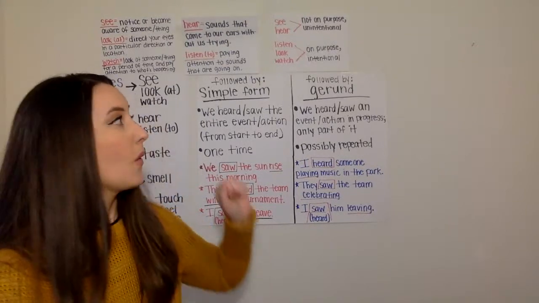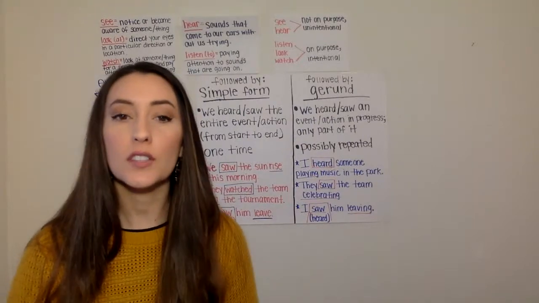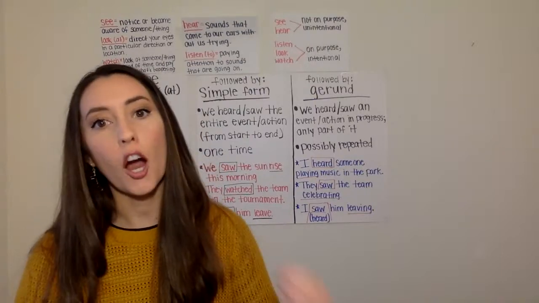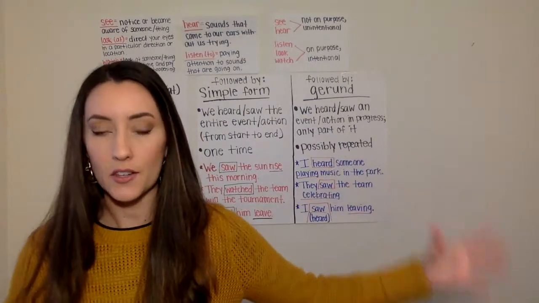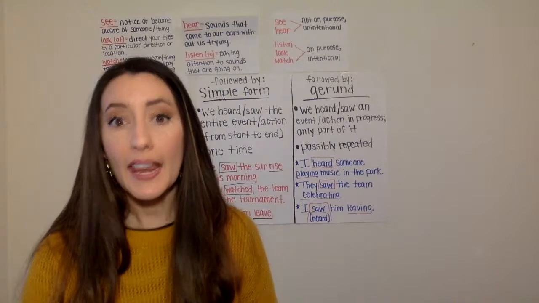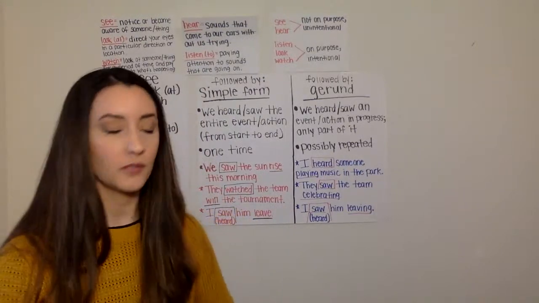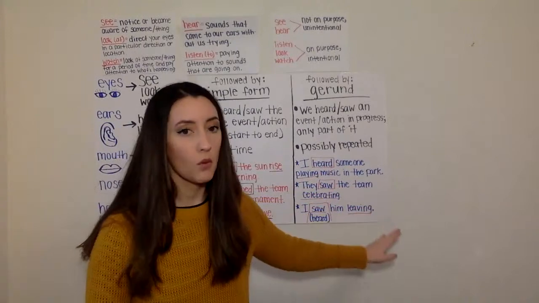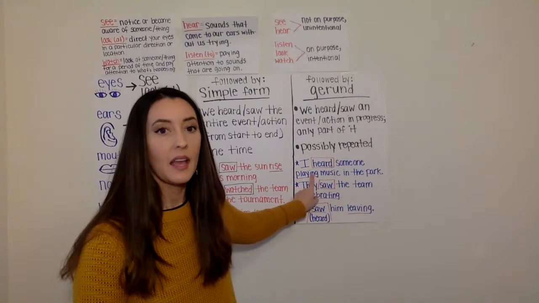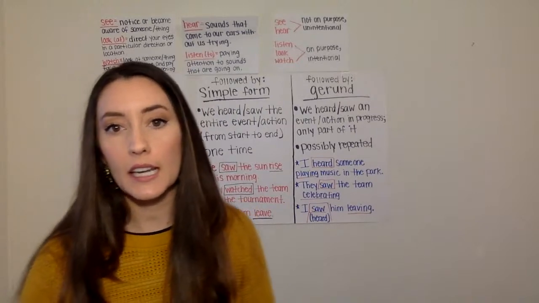However, when we have a verb of perception followed by the gerund, it means that we heard or saw an event in process or in progress, or maybe just a part of it, okay? We didn't see the entire thing. We just saw one part of it, or we saw it as it was in progress. And it could possibly be a repeated action, okay? For example, I heard someone playing music in the park. So you notice heard is my verb of perception. Playing is my second verb, and it's a gerund. I heard someone playing music in the park.